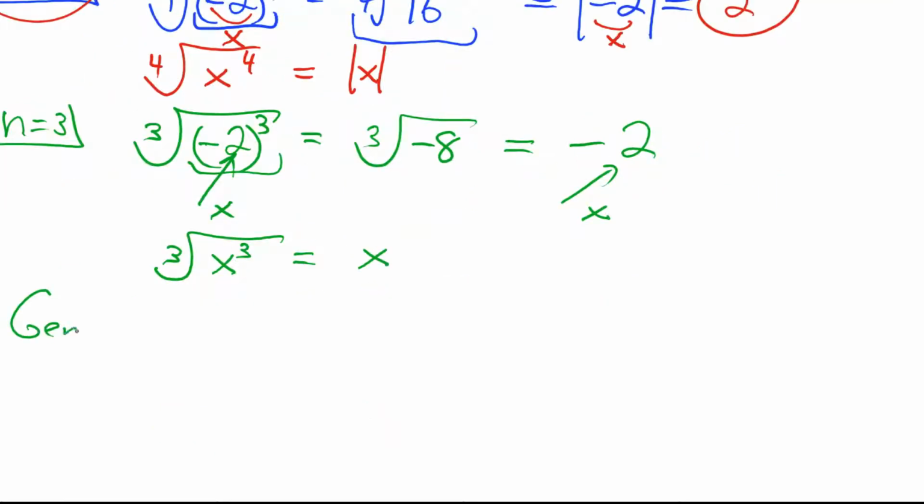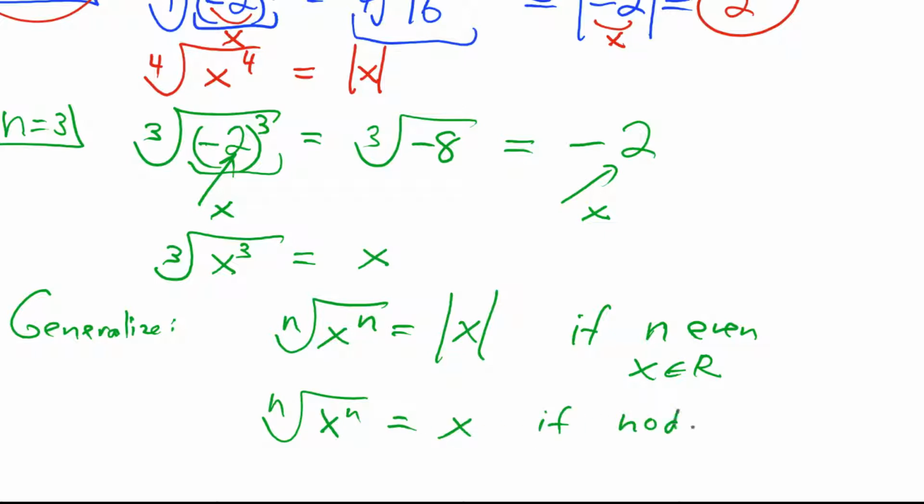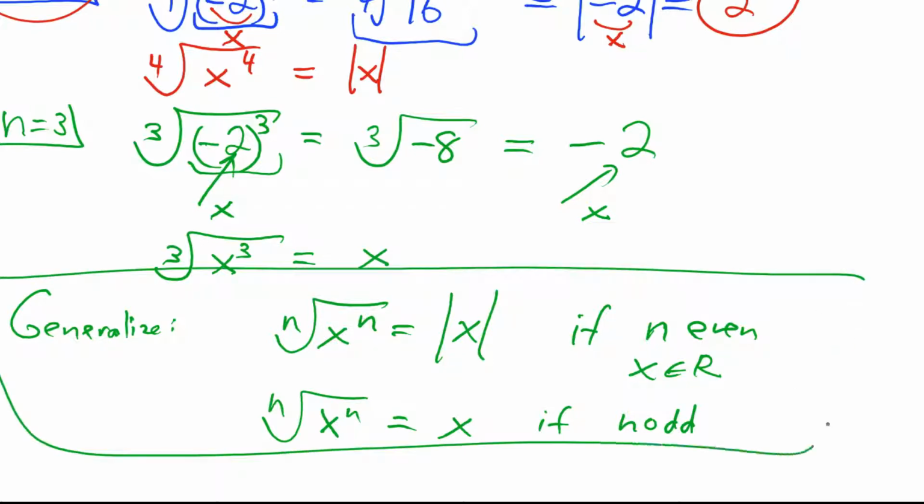So to generalize, we're saying that the nth root of x to the n is the absolute value of x if n is even and x is any real number. If n is odd, then our nth root of x to the n will just be x.